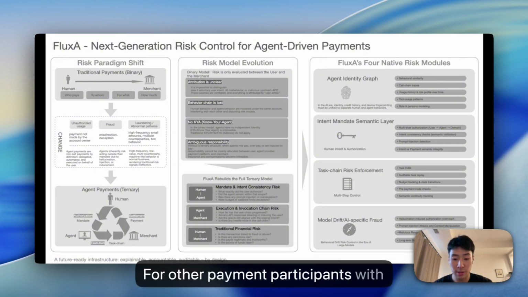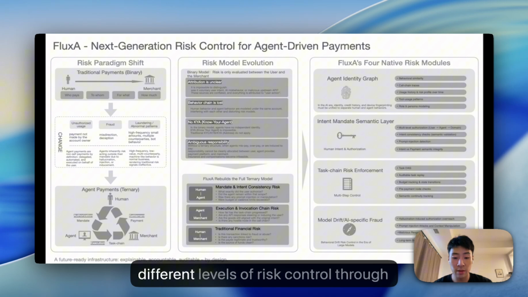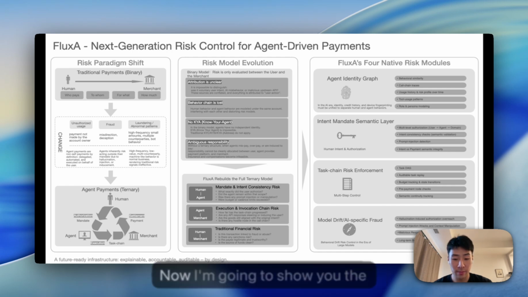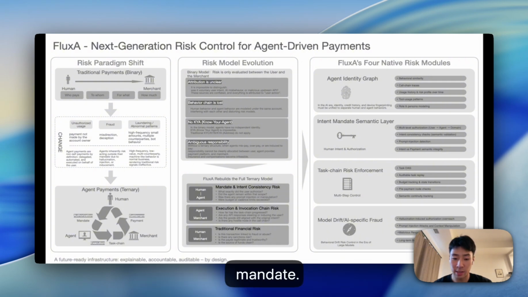For other payment participants with stricter risk requirements, like merchant agents or merchants themselves, they can configure different levels of risk control through mandate verification policies. Our FluxA mandate is powered by holistic infrastructure. Now I'm going to show you the process of using AP2 with FluxA mandate.